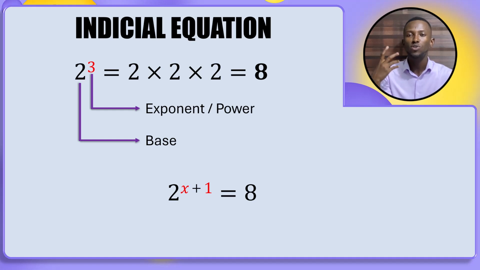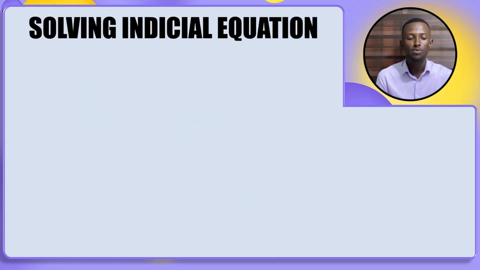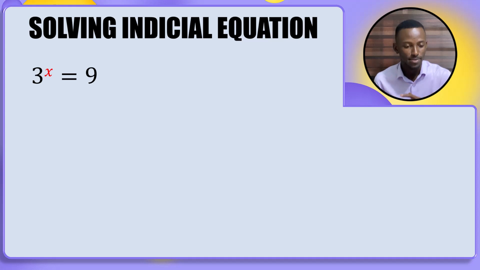So how do we solve for the unknown, which is the x in this question? There are some simple steps involved in solving indicial equations, and we'll be using some examples to rehearse those steps. Our first example is 3 to the power x equals 9. This is an indicial equation, a very simple one. What are the steps involved in solving indicial equations?